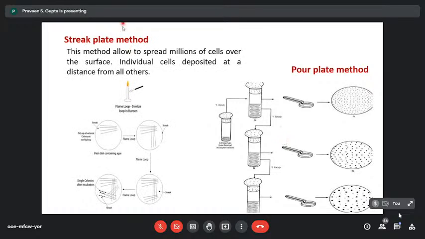Otherwise you can follow the streak plate method. The streak plate method involves streaking in different ways, but the actual benefit of using it is that you can get an isolated or pure culture. That is the beauty of the streak plate method, in which you are getting a pure culture.